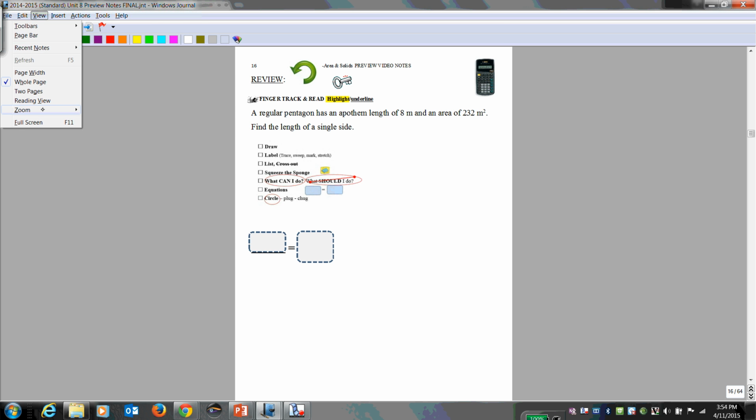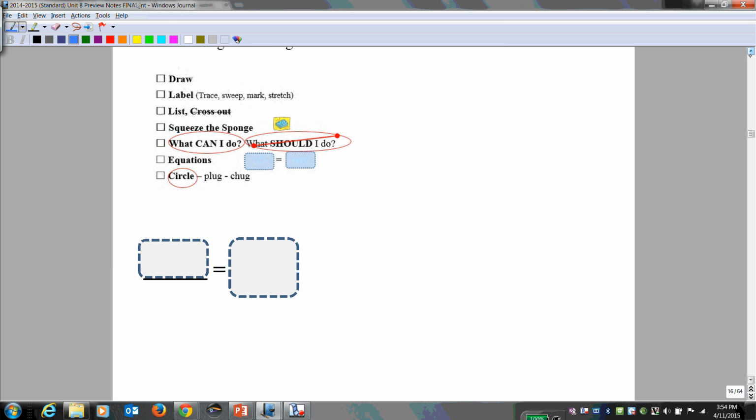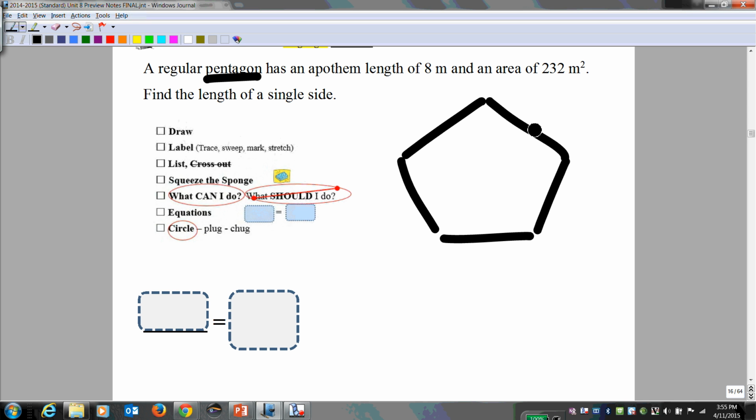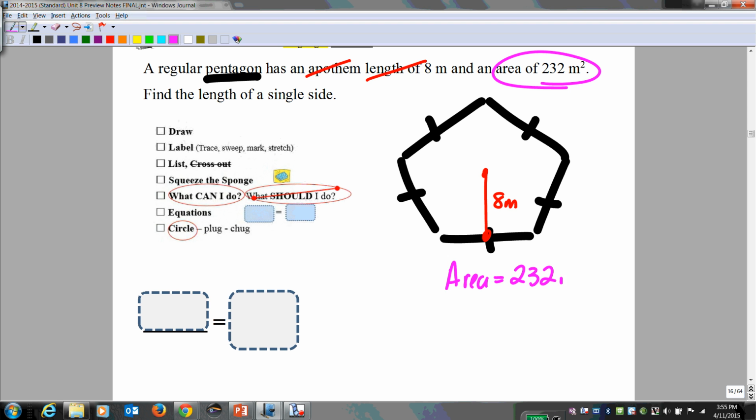Okay, remember the key to doing this is visualizing what you do have. It says we have a regular pentagon. That's a 5-sided shape. 1, 2, 3, 4, 5. It's regular, so all the sides are equal. It has an apothem length of 8 meters. Center to midpoint, that's 8 meters. Notice I'm crossing stuff out as we go. It has an area of 232 meters squared. I want the length of a single side, so I want this length, which we're going to call x.